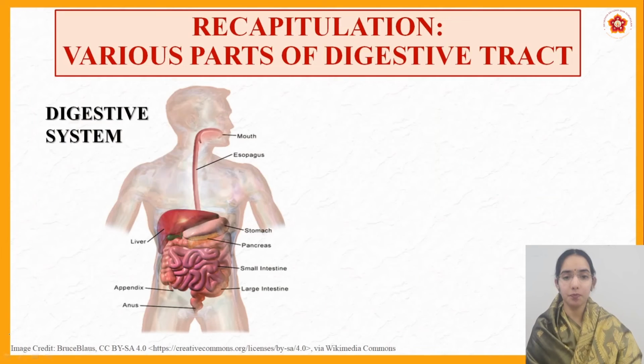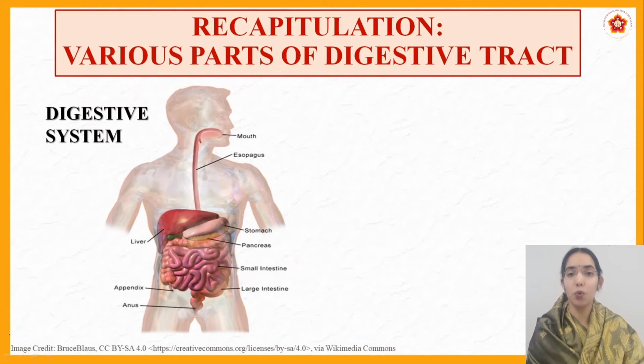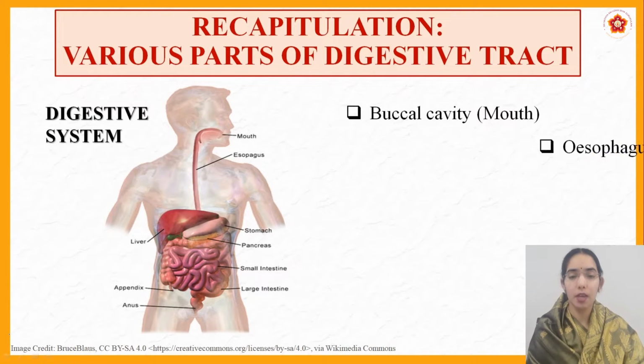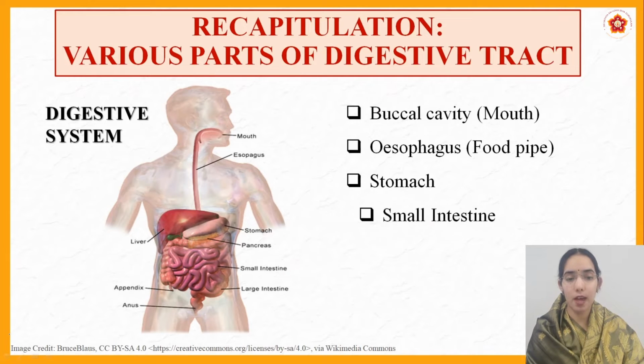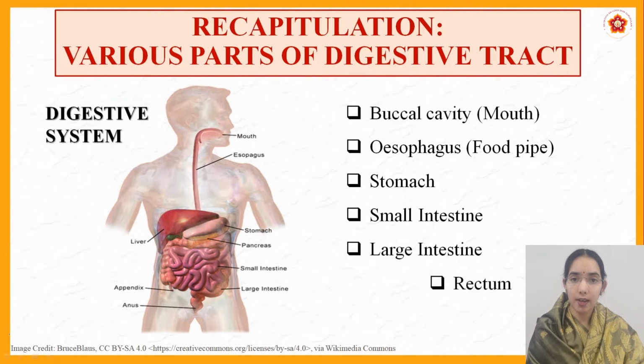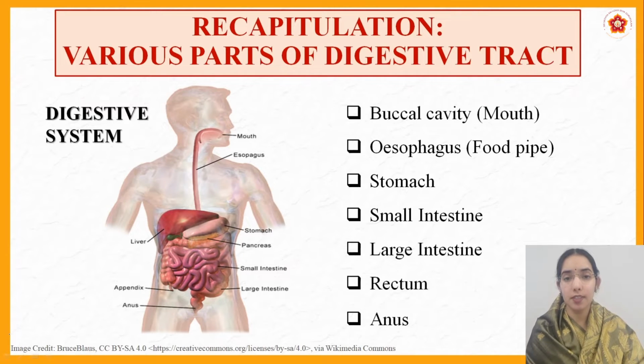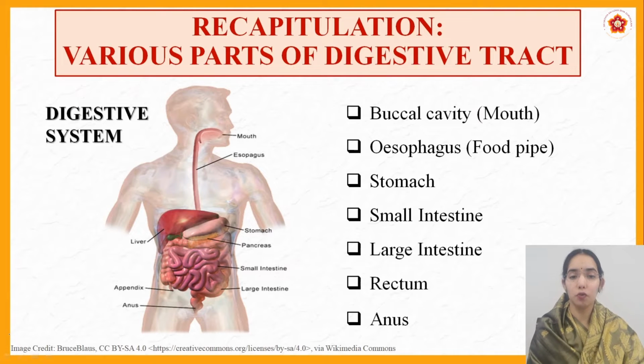Moving ahead, in the previous part we had studied about various parts of the digestive tract. They are the buccal cavity or mouth, the esophagus or the food pipe, then the stomach, small intestine, large intestine, rectum, and then anus. So this is the passage of food in our body. The food goes from the buccal cavity to the esophagus, then to the stomach, then to the small intestine, then to the large intestine, then to the rectum, and then the anus.